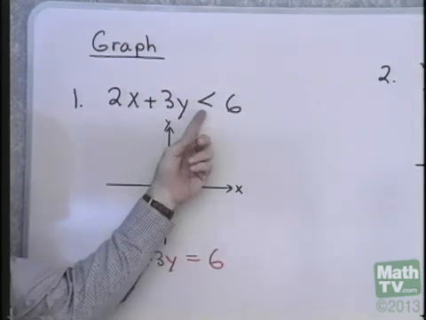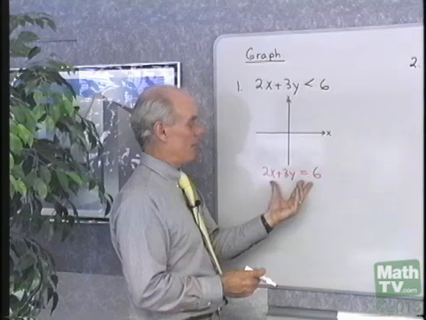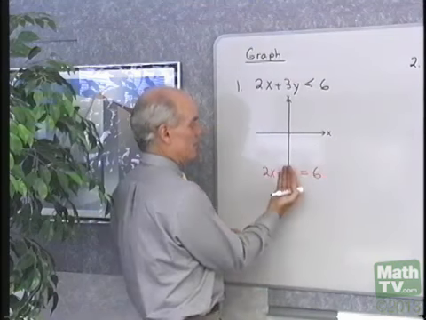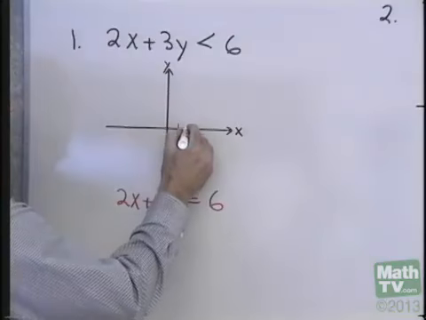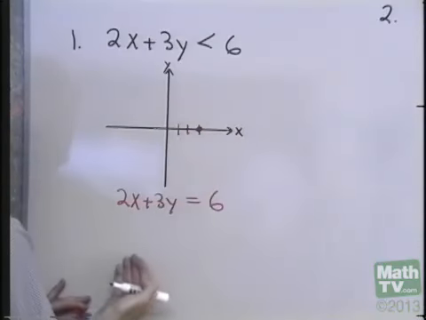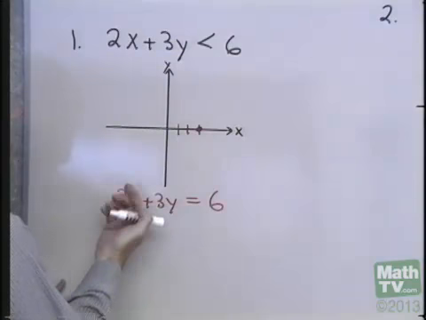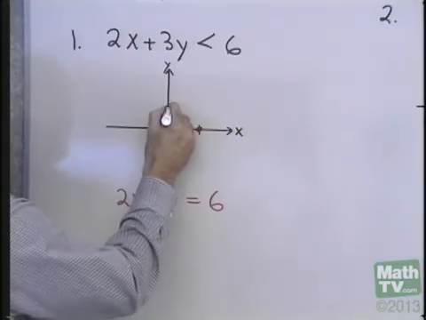So I simply replace the inequality symbol with an equal sign, and now I want to graph this. So I'll let x be equal to 0, y equals 0, then x is equal to 3. So 1, 2, 3, it goes through that point. And when x is equal to 0, y is equal to 2. 1, 2. So it goes through this point.